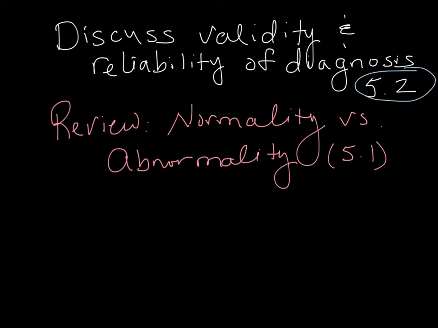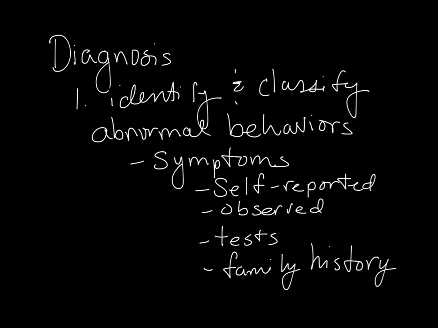So let's go ahead and move on and start talking about Learning Outcome 5.2, discussing validity and reliability of diagnosis. There are three sections we're going to look at. The first of these is actually making the diagnosis. The second is the reliability of diagnosis. And the third one is the validity of diagnosis. When is a diagnosis valid? Okay, so let's go on.